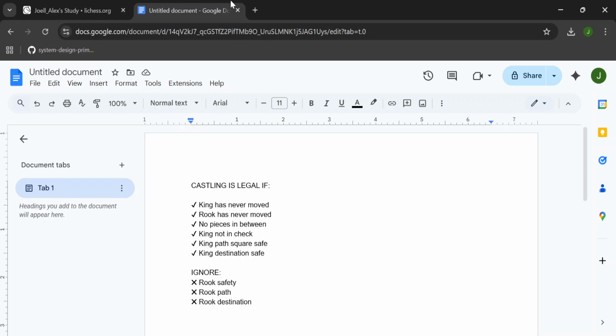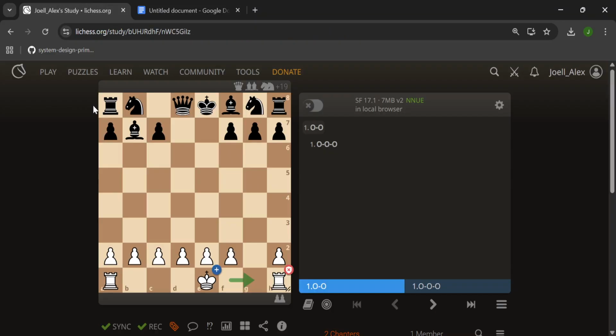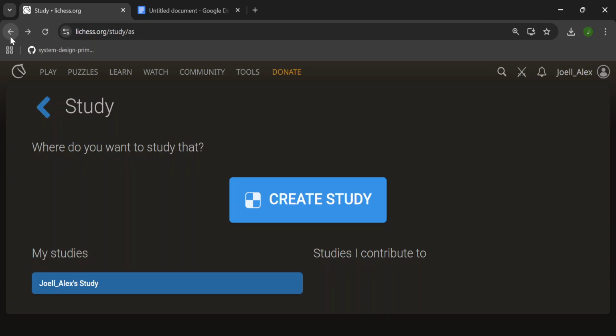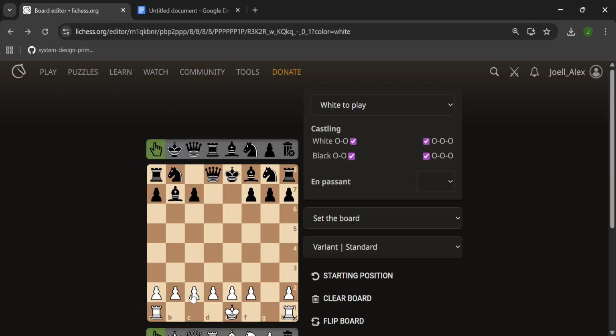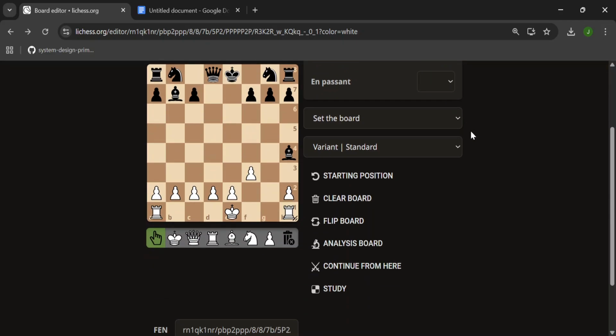I have a document open for that. You can only castle if your king has never moved. What does that mean? Let me show you an example. Let's say, hypothetically, the king was checked, and because of that, the king had to move once.